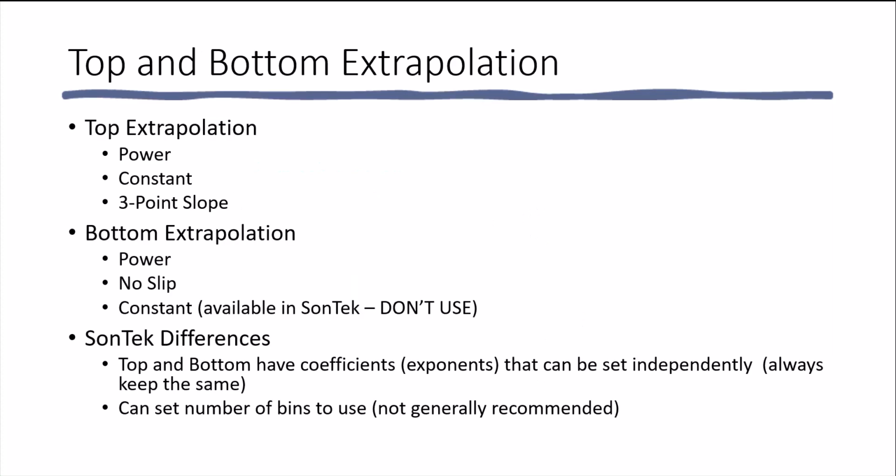These are the options for top and bottom extrapolations. At the top, we can use power, constant, or a 3-point slope. At the bottom, we can use power or no slip. SonTek does provide constant at the bottom, but do not use this as we know the velocity has to go to 0 at a fixed boundary. SonTek also allows the top and bottom exponents to be set independently. However, this can produce a discontinuity in the profile and is generally not recommended. SonTek also provides the option for setting the number of bends to use. This is generally not recommended.